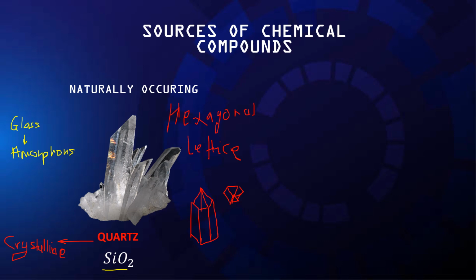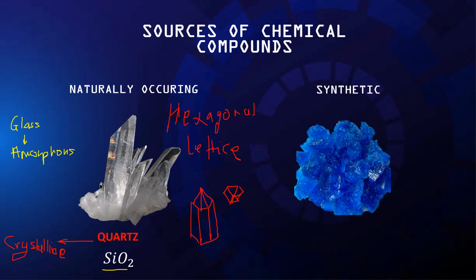And for synthetic compounds, we already know what this is. This is copper sulfate, CuSO4. It is prepared by many chemical processes. The commonest one is reacting copper oxide or copper hydroxide with sulfuric acid, so we can get copper sulfate salt, as an acid and a base react to give a salt and water. This is a common process that we use to prepare CuSO4. So moving on.